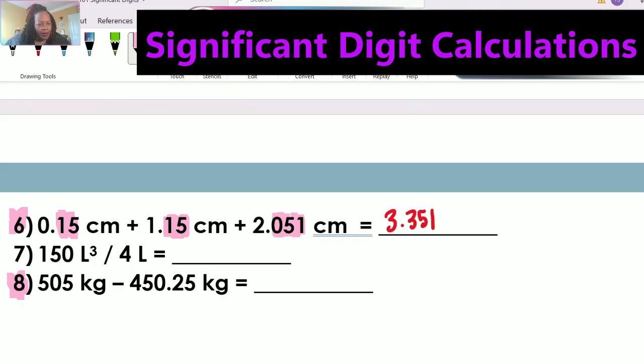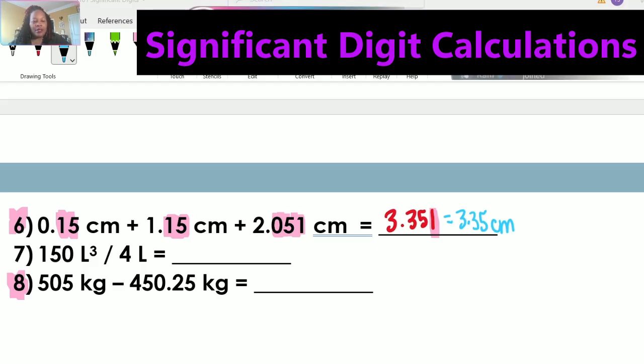Let's see here. What do you all get? 3.35, you are correct. Remember, the 1 goes away. Yes, the 1 goes away. So 3.35 centimeters, okay? Let me make that a little bit better because that was a little sloppy there. 3.35 centimeters.